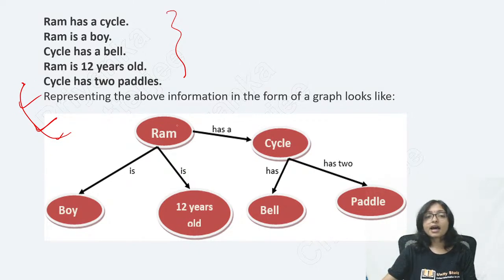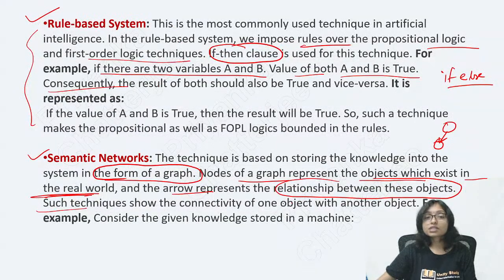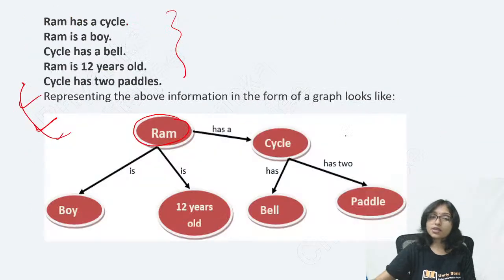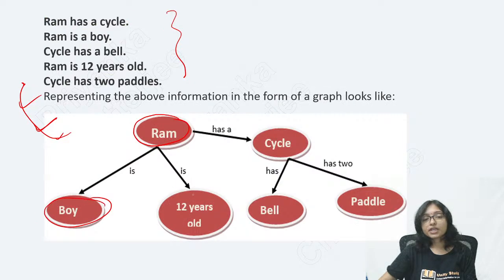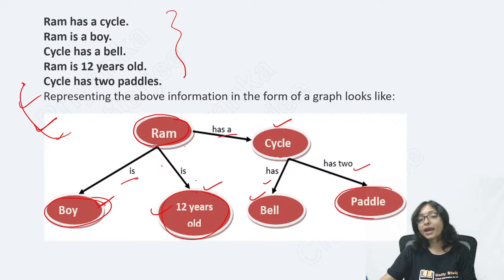So you can see here Ram is, as I told, the nodes of the graph are objects, right? So Ram is an object, boy is an object, 12 years is an object. Now we are making the relationship. Ram has a cycle. Ram is a 12 years old boy. Ram is a boy. Ram is 12 years old. The cycle has the bell and the cycle has 2 paddles.